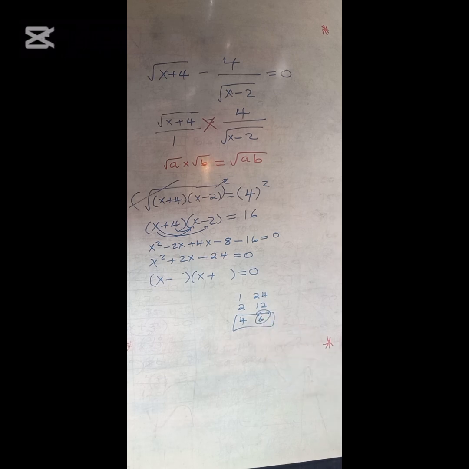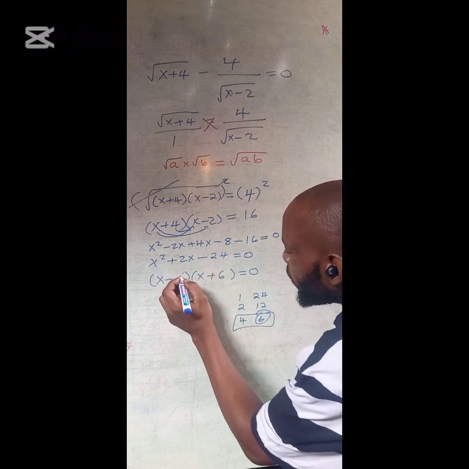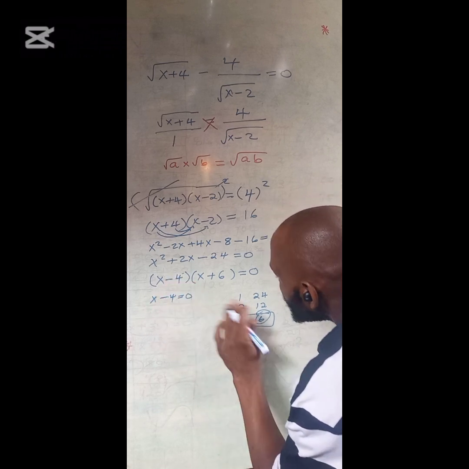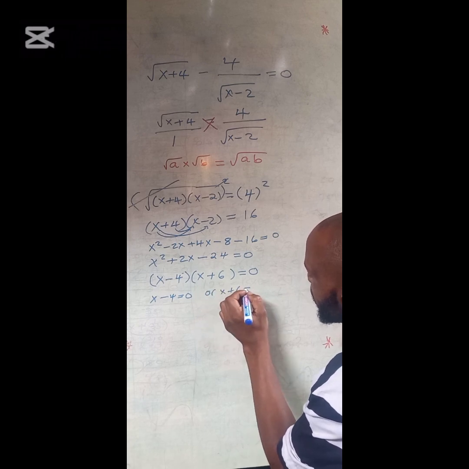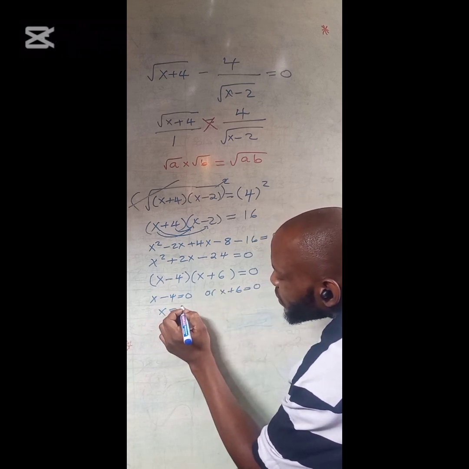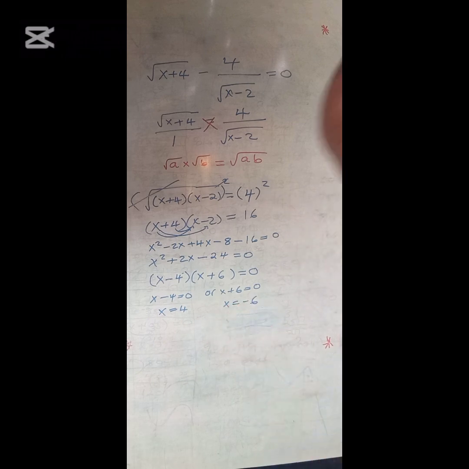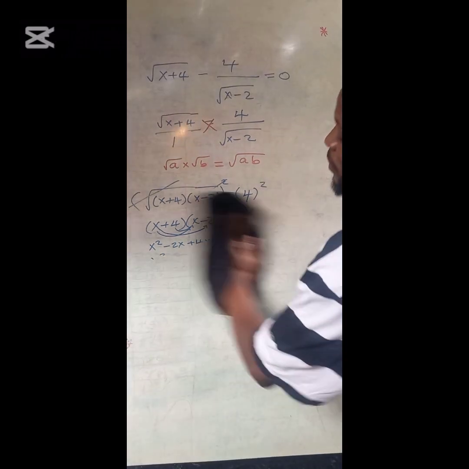And then we said the bigger factor will take the sign of the middle term. So the middle term is positive, so the bigger factor is positive, and 4 will be here. So x minus 4 is equals to 0, the zero principle, or x plus 6 is equals to 0. So x is equals to 4, x is equals to minus 6, right? Those are our values. 5 marks in the bag. Moving right along. The next question, inequalities.